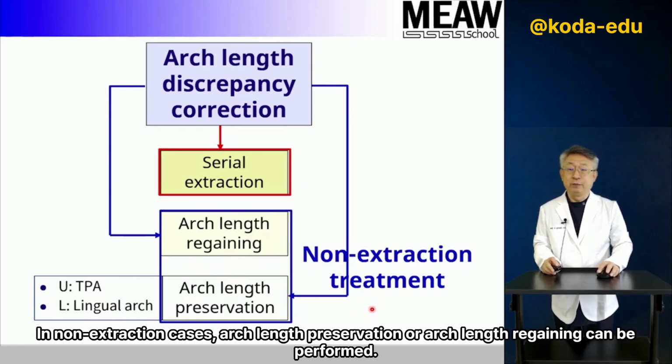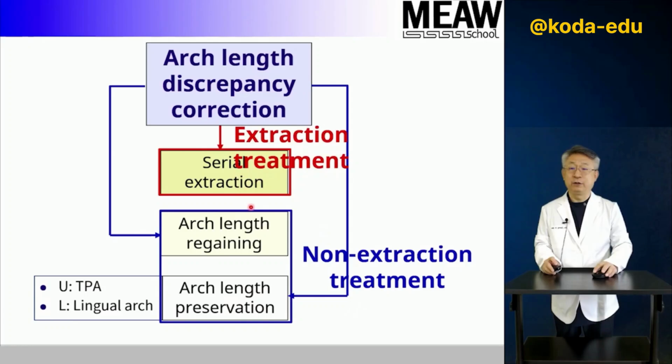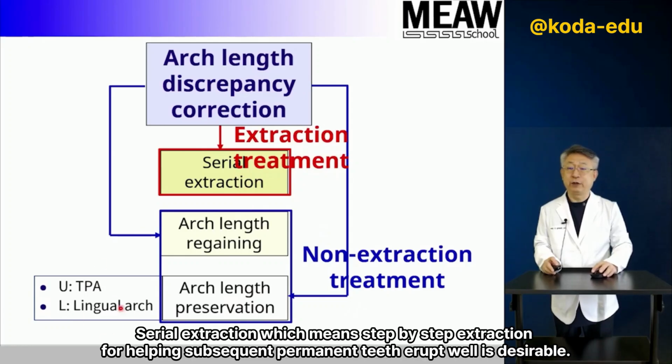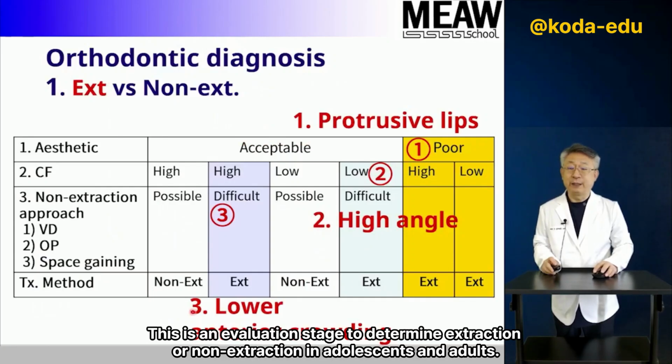In non-extraction cases, arch length preservation or arch length regaining can be performed. What do we do in extraction cases? Serial extraction, which means step-by-step extraction for helping subsequent permanent teeth erupt well, is desirable. This is an evaluation stage to determine extraction or non-extraction in adolescents and adults.